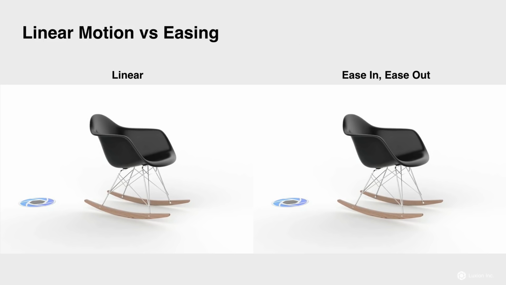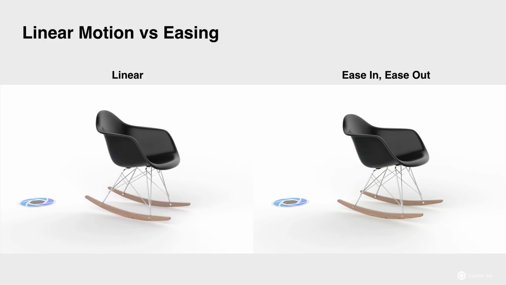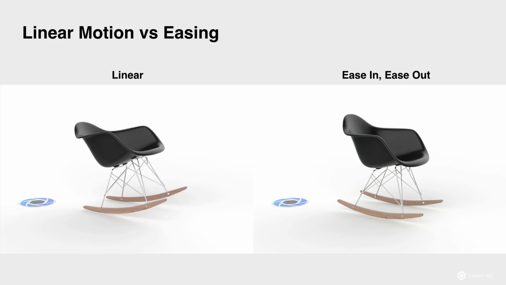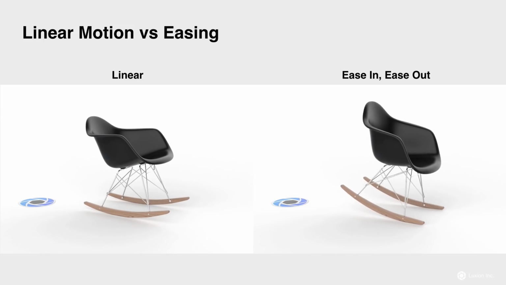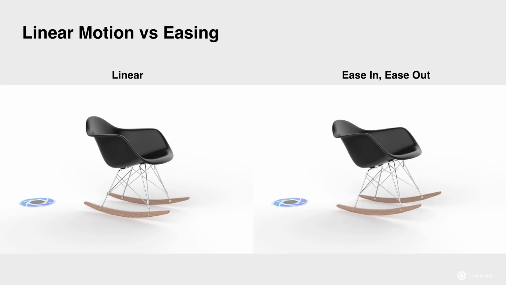So just to visualize this, on the left we have an example of linear motion. So you can see that the rocking chair looks really unnatural because it's rocking at the same speed, which does not happen in real life. So if we ease in and ease out from all of the translations applied to this rocking chair, we see that it looks a lot more natural and a lot more believable.